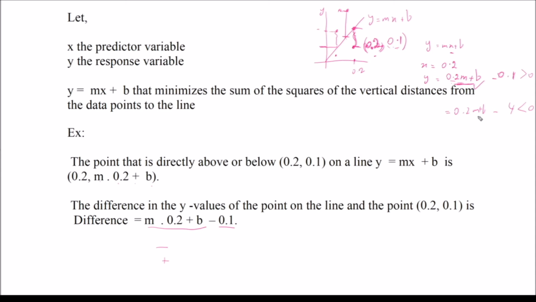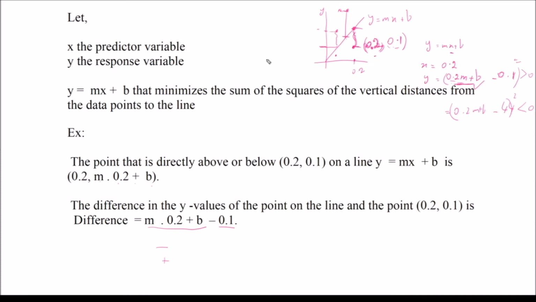So you don't take the absolute value in this case. What you do is you take the square of this value, and add all the squares together and find the minimum sum. That will help you figure out the actual vertical distance, the square of the vertical distance.